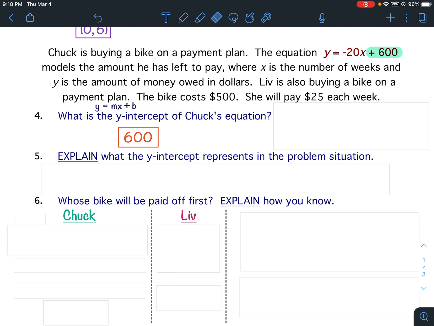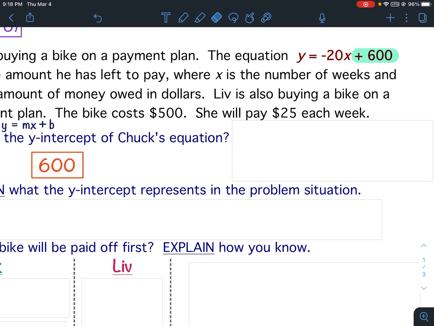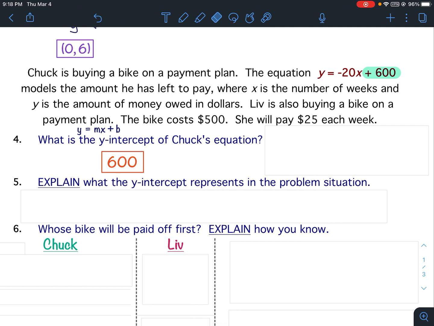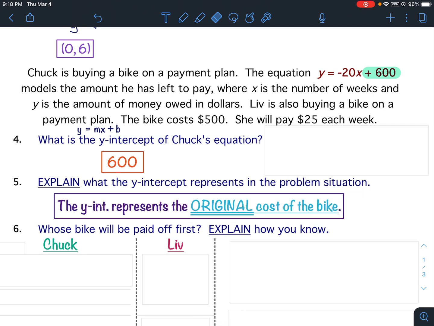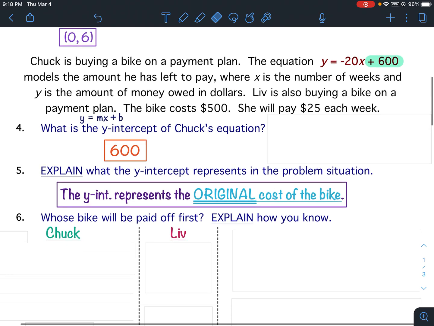Question number 5. Explain what the y-intercept represents in the problem situation. Remember, y-intercept means that x is 0. If x was 0, that means that he has not made a payment yet. And if he hasn't made a payment yet, y equals 600. He hasn't made a payment yet, and he owes $600. What does that mean? Well, that means that the $600 is the original cost of the bike. So the y-intercept represents the original cost of the bike. The key is it is the original cost. Pause your video, get all that written down.